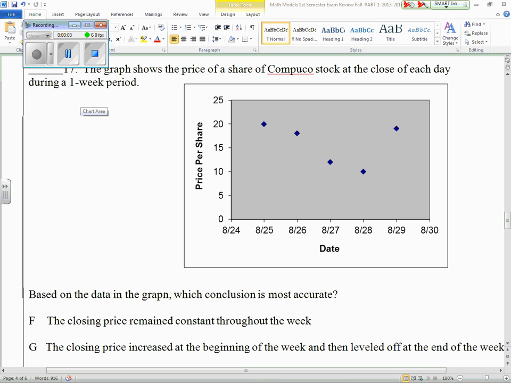Part 2. The graph shows the price of a share of CompuCo stock at the close of each day during a 1-week period. Based on the data in the graph, which conclusion is most accurate?